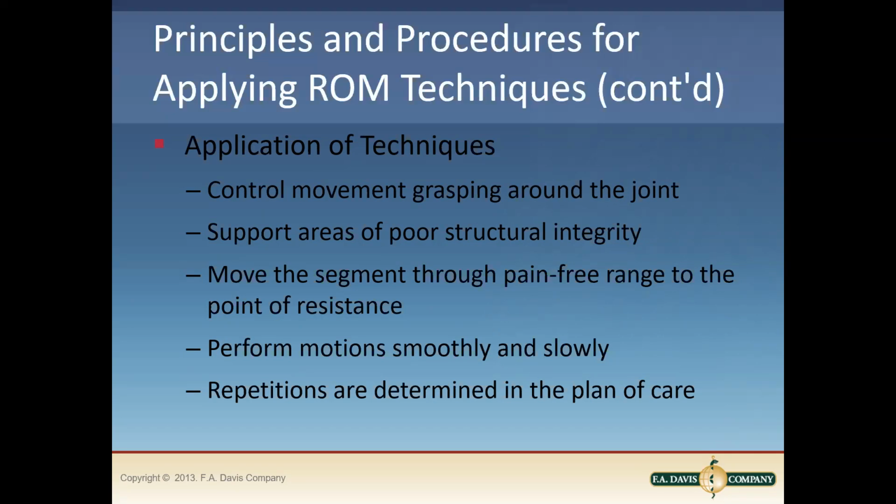If I'm a stroke patient and you're doing passive range of motion with that shoulder for me, you've got to remember the rest of my joints are probably flaccid. So if you're not controlling my elbow every time you're moving me, my arm's kind of doing this. You've got to control all those areas. Support those areas, support structural integrity, which is what I just covered. Move the segment through the pain-free range to the point of resistance.